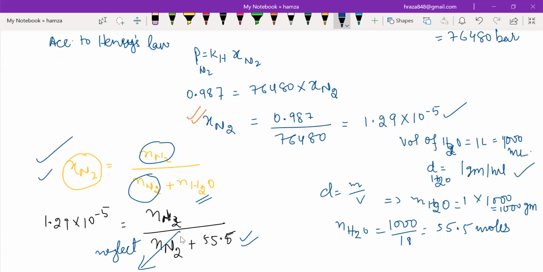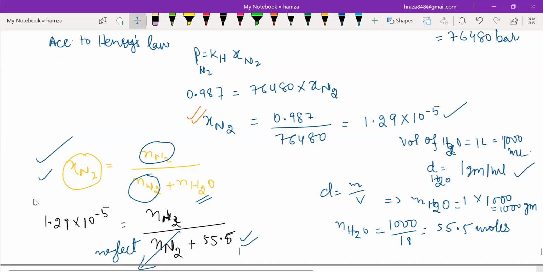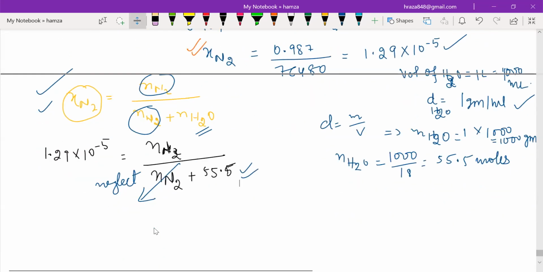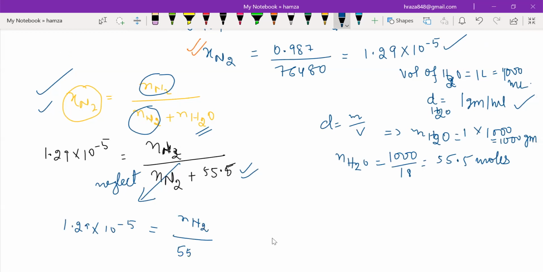And after neglecting it, what I get is 1.29 into 10 raised to the power minus 5 moles of N2 over 55.5. So here you can get the number of moles of N2: 1.29 into 10 raised to the power minus 5 into 55.5. This is the number of moles you will get. Please write it.